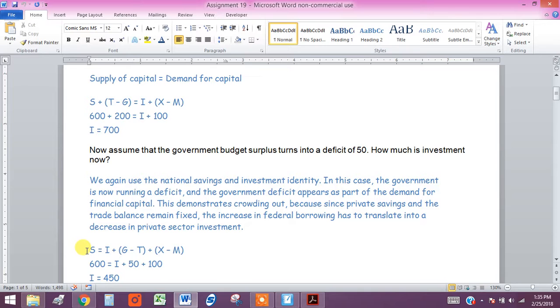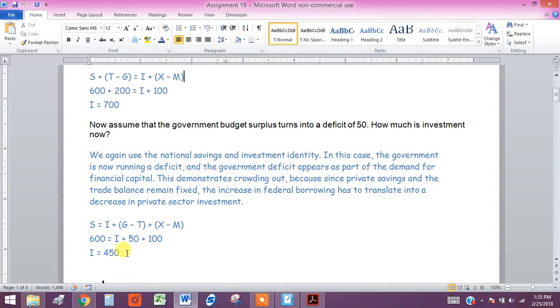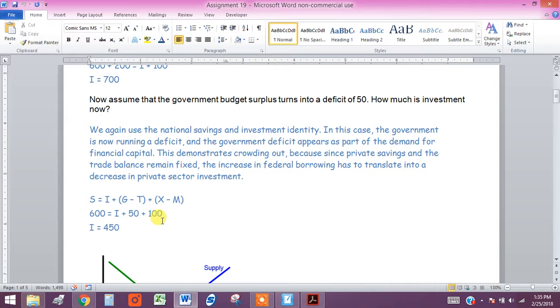And we simply do our math again, plug in the numbers, and come up with a lower number for private investment, and that is due to the crowding out that happens when we have a budget deficit. Okay, so that's question number 2.